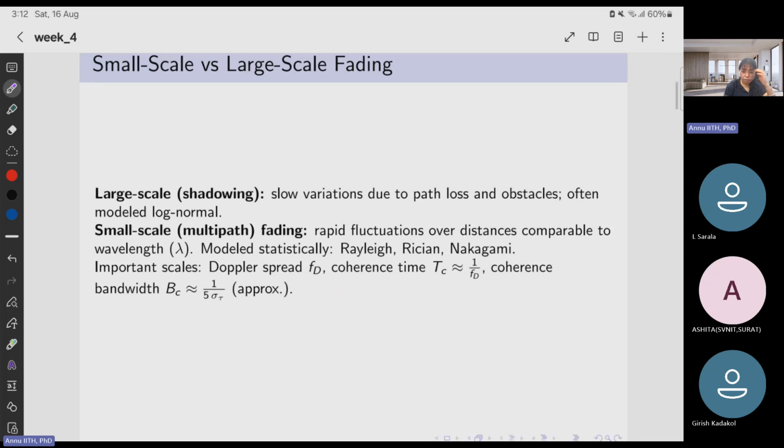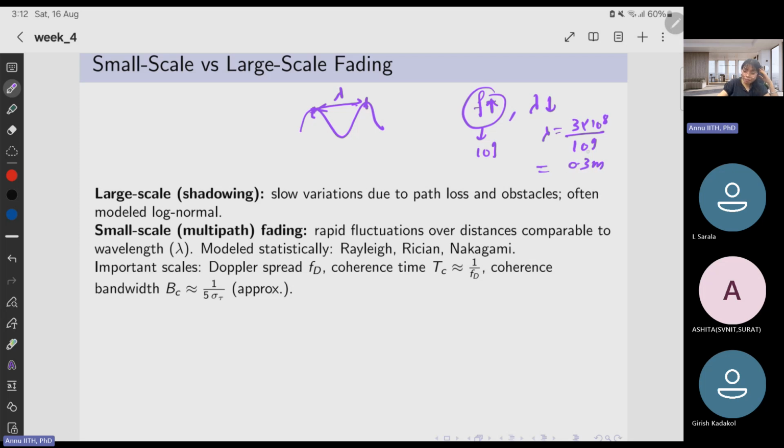like if the distance is small, then the rapid fluctuation over distance comparable to wavelength. If you are moving a distance comparable to wavelength, and this peak distance is lambda, as you know. And if the frequency is high, obviously lambda becomes low. Since 5G is in the frequency band of gigahertz, 10 to the power 9, if you convert, lambda is equal to 3 into 10 to the power 8 divided by 10 to the power 9. So it is 0.3 meter. Can you imagine? 0.3 meter. If you go in that direction, if the fading is there, that is called small scale fading.